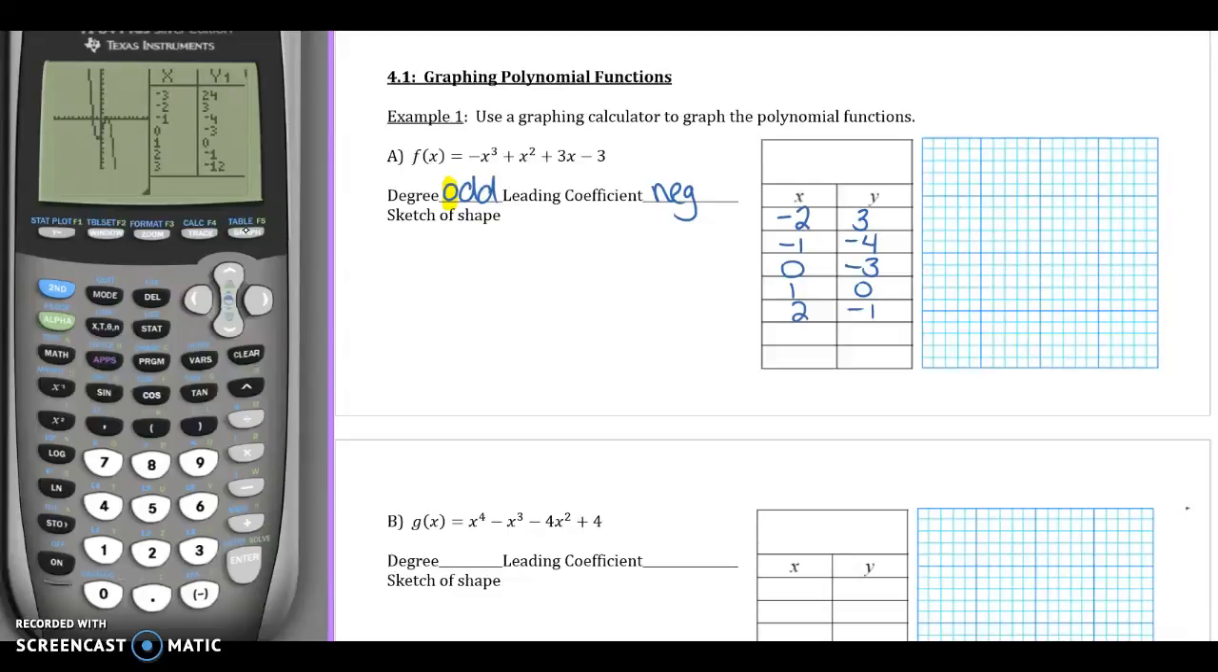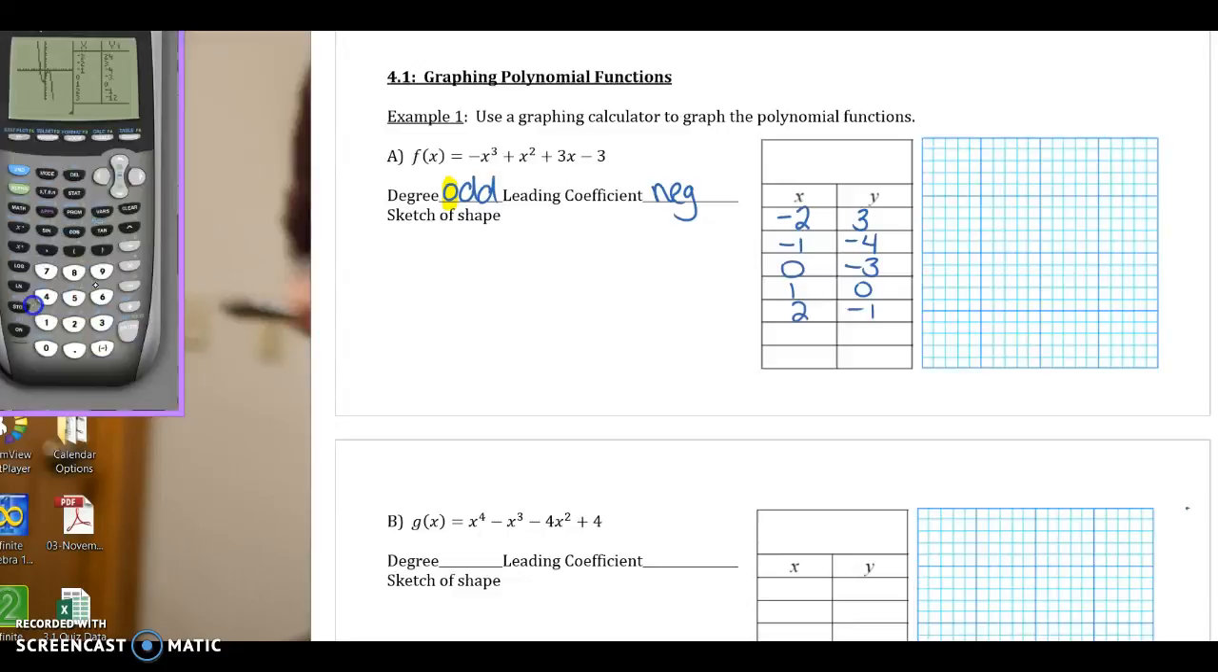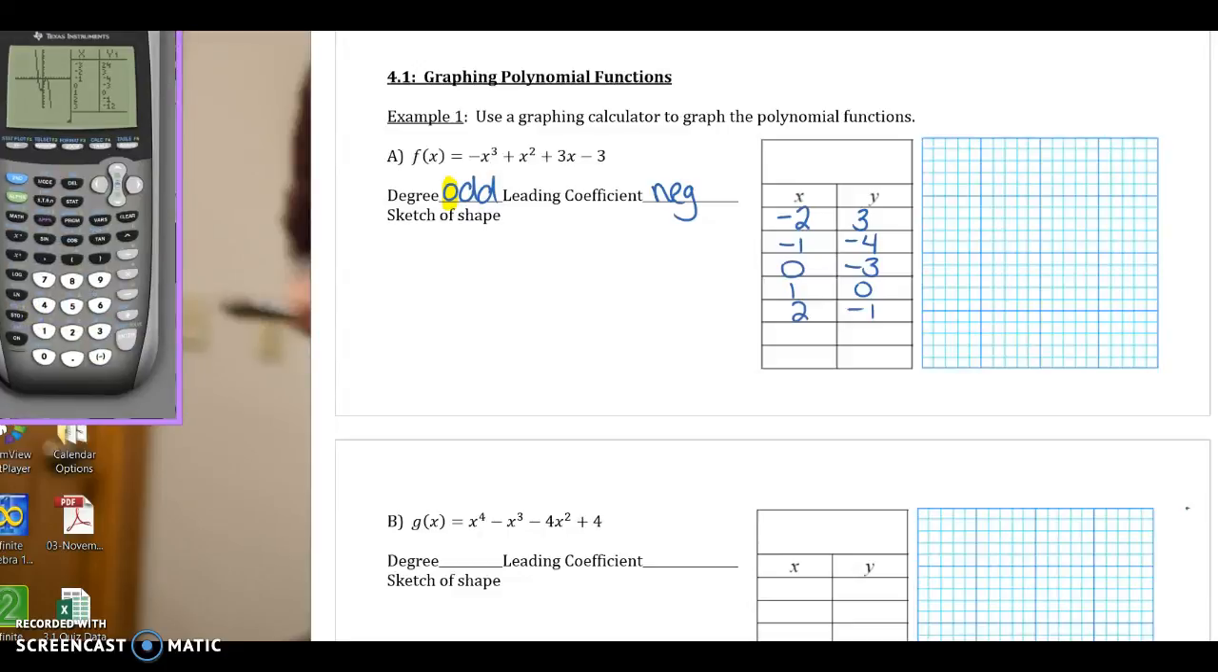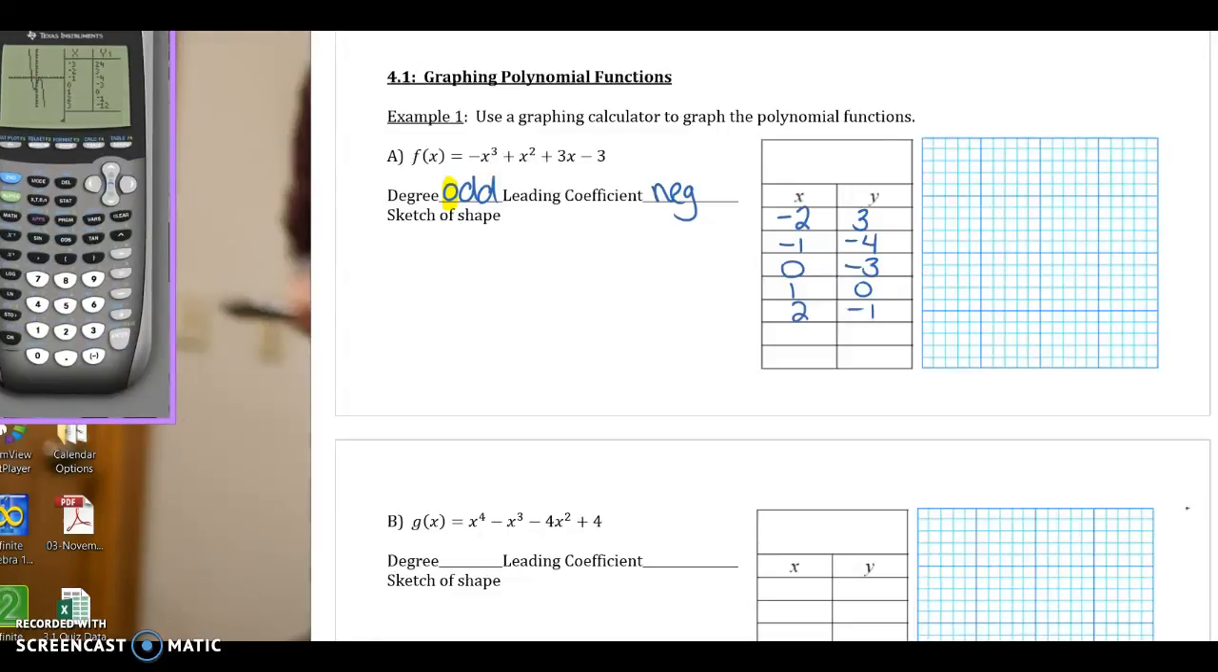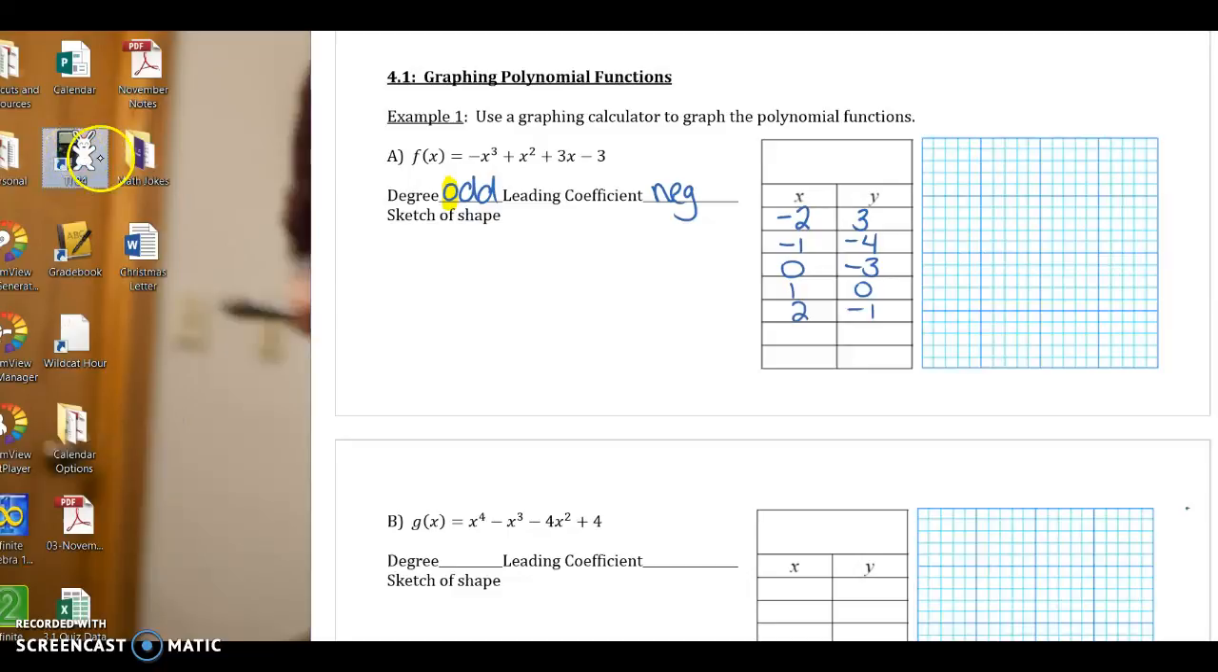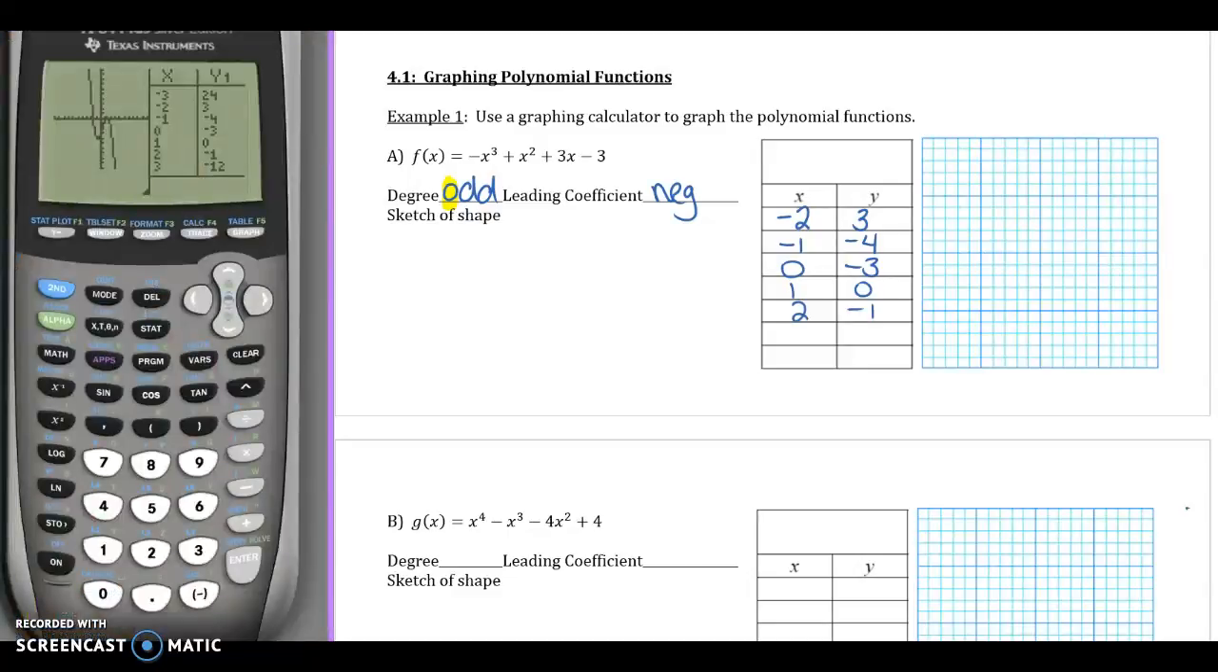If you want to move up and down on the table, you still have to push second table to get your, oops. So if you want to move up and down on your table, you still have to push second graph, and that takes your cursor over into the table, and now you can move up and down to get x and y values on your table.